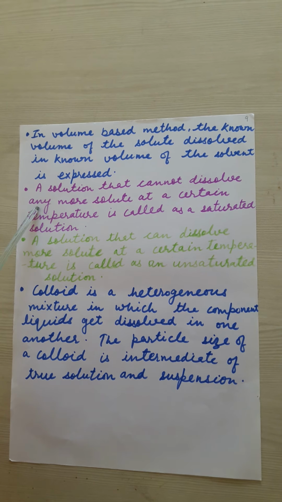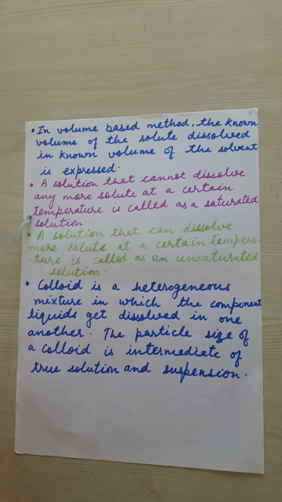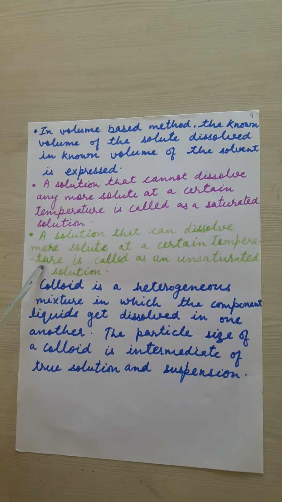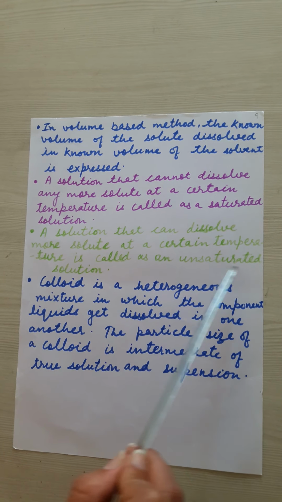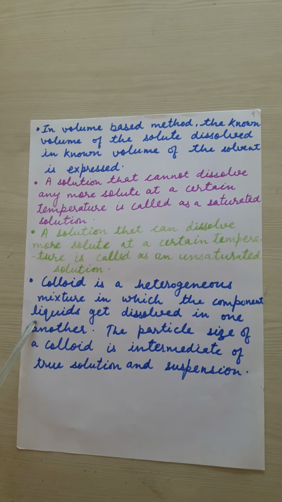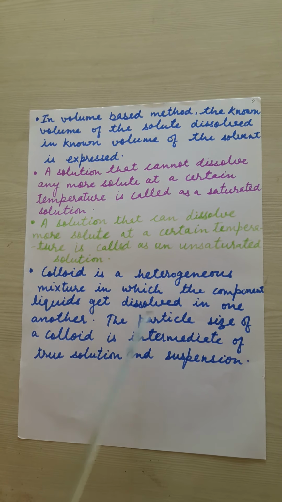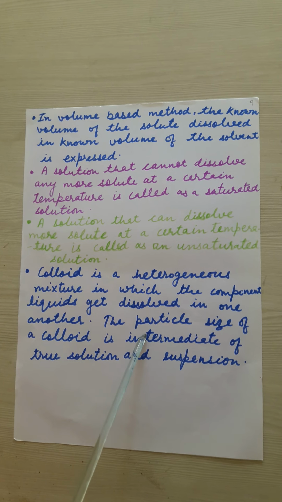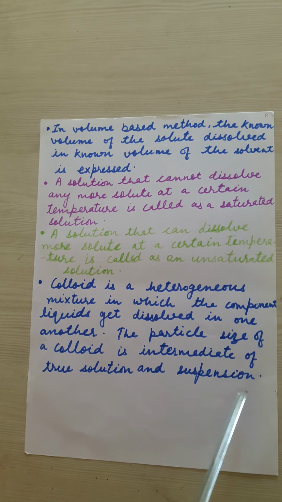A solution that cannot dissolve any more solute at a certain temperature is called a saturated solution. A solution that can dissolve more solute at a certain temperature is called an unsaturated solution. Colloid is a heterogeneous mixture in which the component liquids get dissolved in one another. The particle size of a colloid is intermediate between that of a true solution and a suspension.